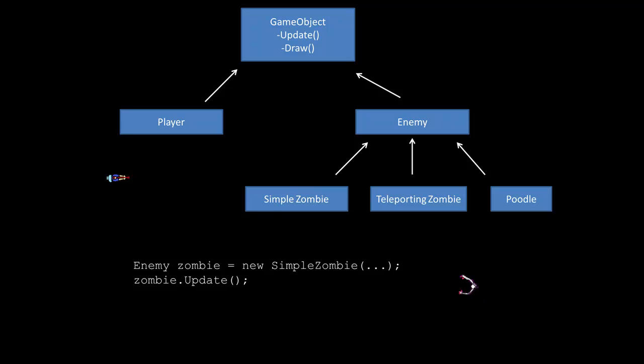So now if we go back and we look at our code, you can see that when we say zombie.update, it's going to update like a simple zombie. The reason is because at runtime, zombie is a simple zombie. A little bit later on in our code, we might say something like this. Zombie gets a new TeleportingZombie. And this time when I tell the zombie to update, it's going to update like a teleporting zombie. Again, the reason is because at this point during the runtime, the zombie is a teleporting zombie.